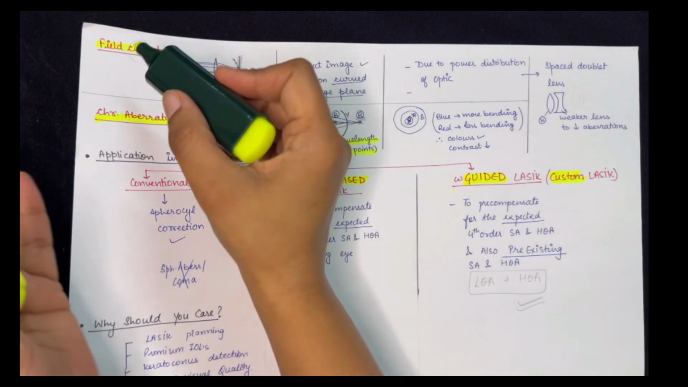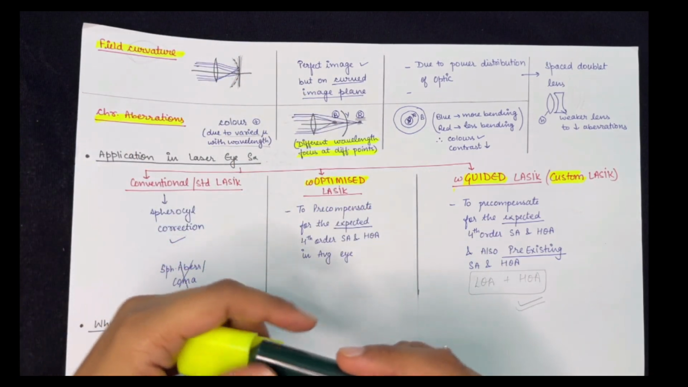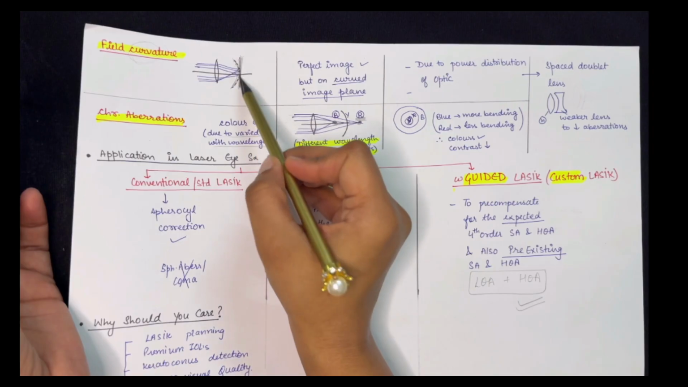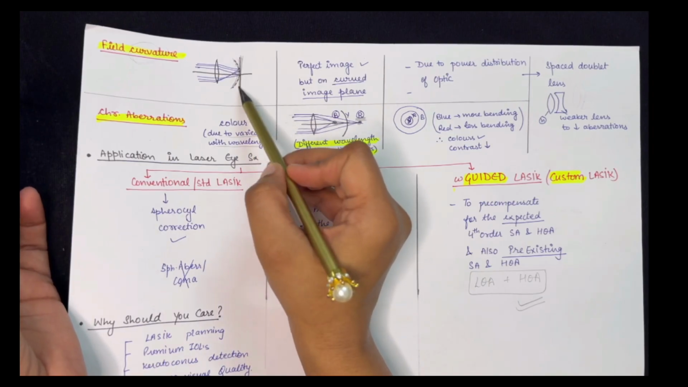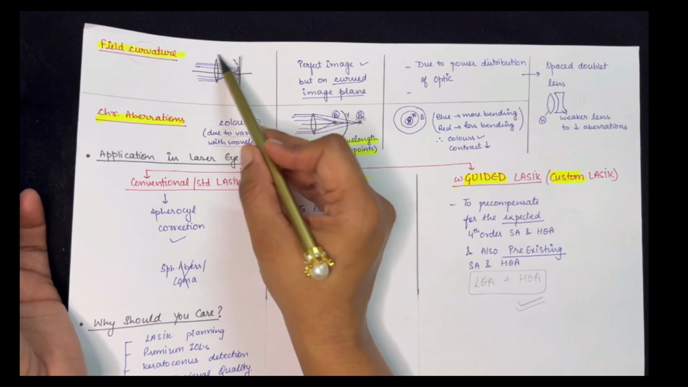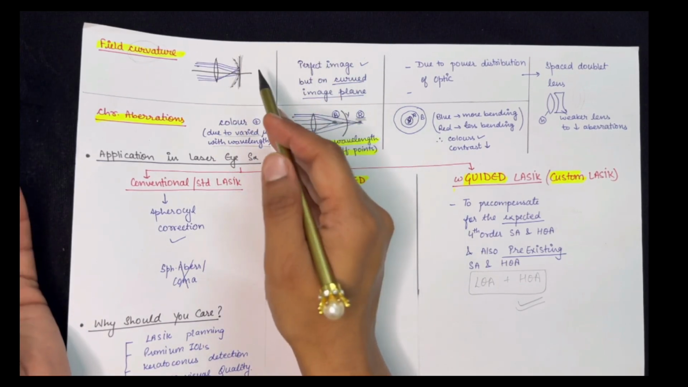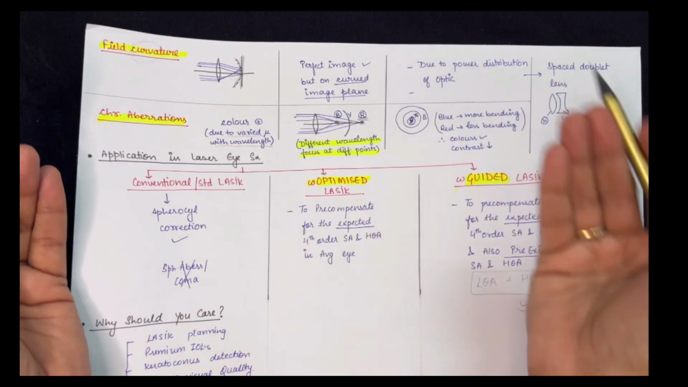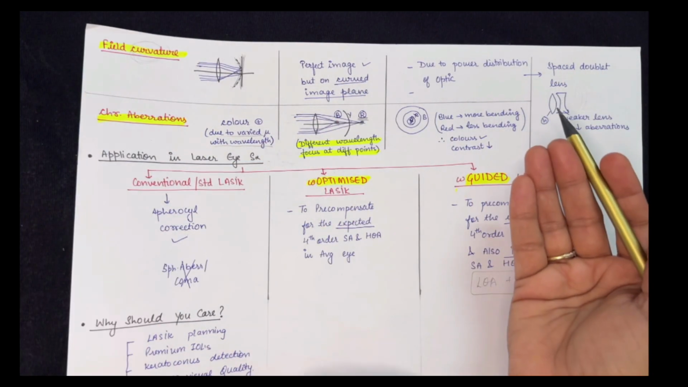Okay, so now comes field curvature. So field curvature, you just remember that image instead of forming on retinal plane, it is forming on a curved plane due to different power distribution of optics. So नाम में ही लिखा है curvature, curved image plane is there.